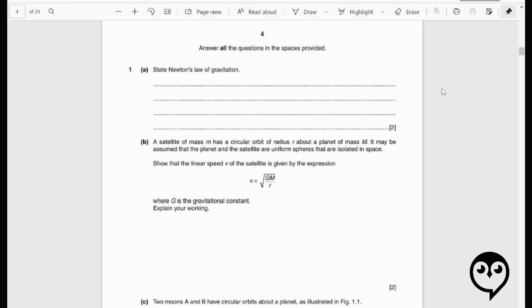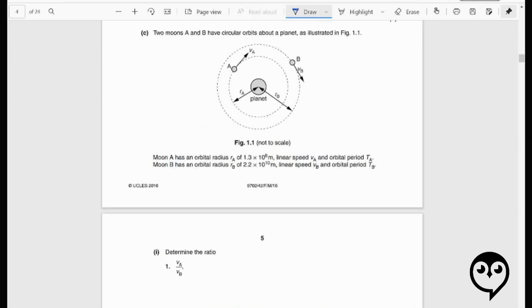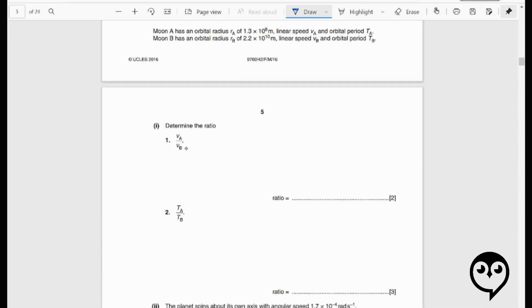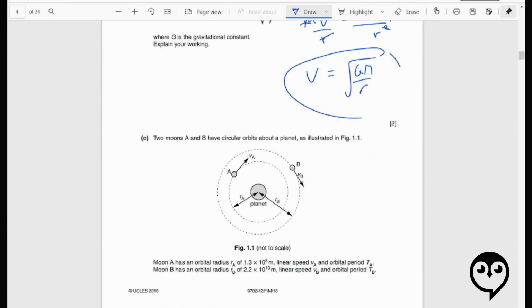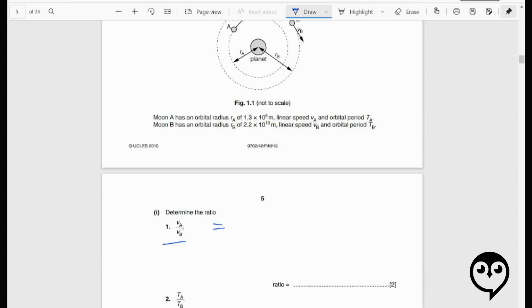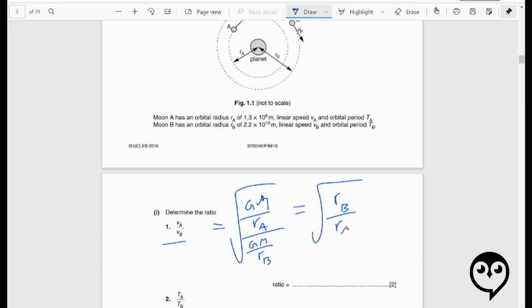This is a paper 4 from the Cambridge Board 2016. They're going to give us the 2 radii, and they want us to determine the ratio for the velocities and the periods. Well, we've got this expression here already now, don't we? So, square root of GM over Ra divided by GM over Rb. We'll do some canceling, and you'll see that we get the square root of Rb over Ra.